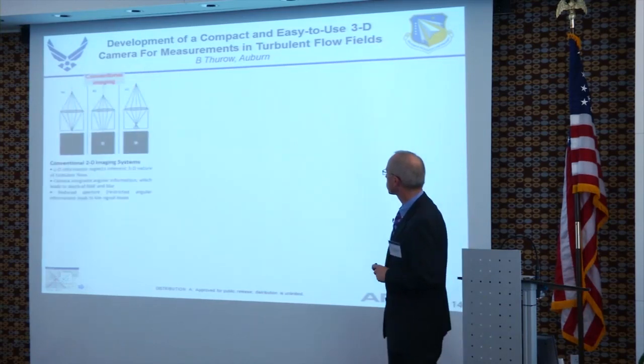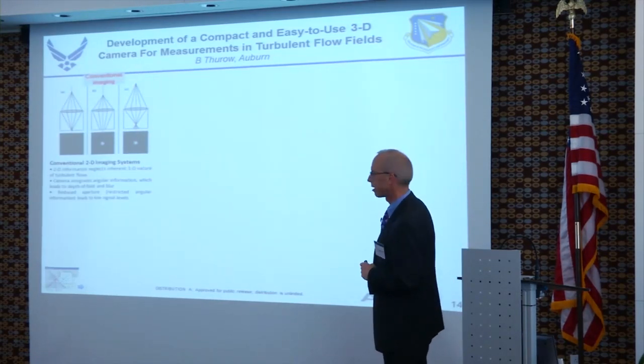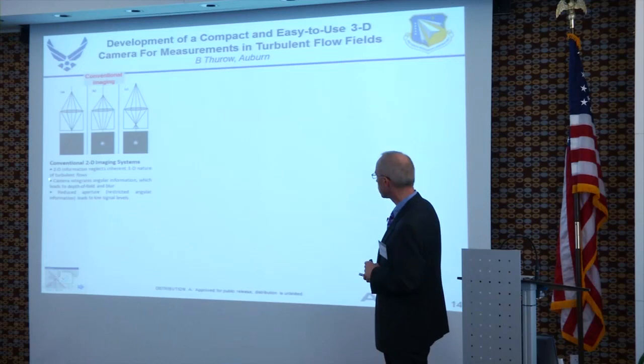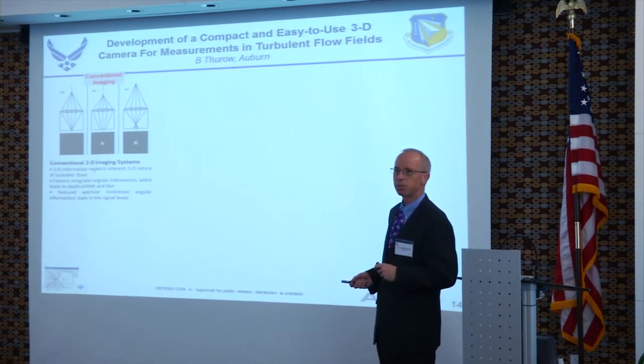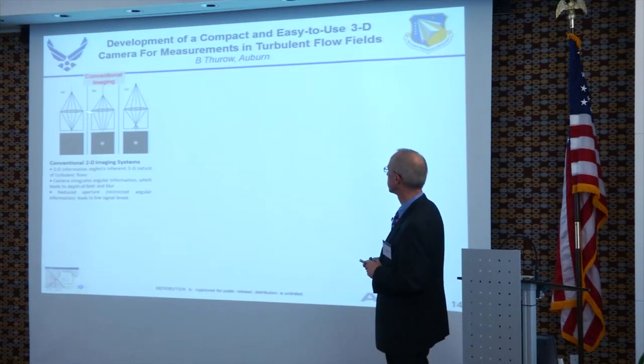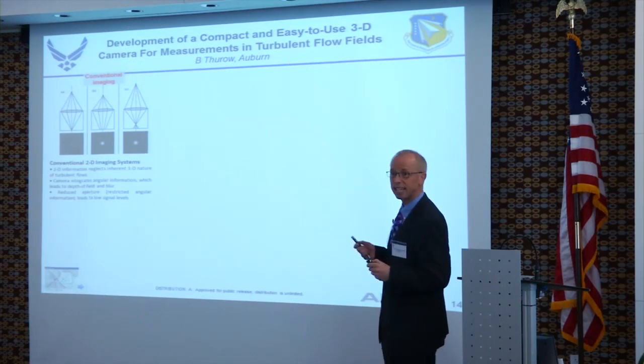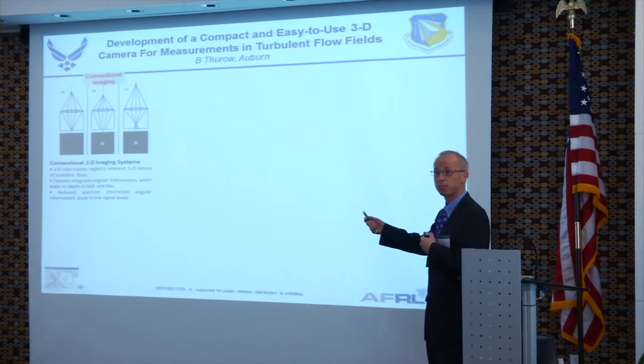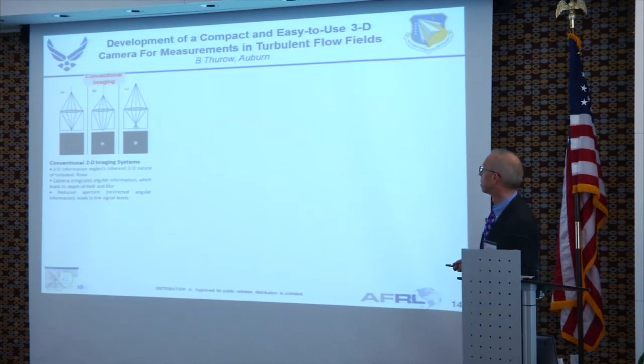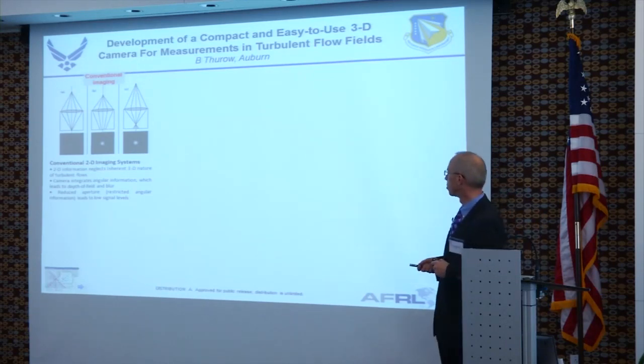So to get into it here, in conventional imaging systems, you tend to lose information. You lose angular information about what's happening in the flow field. So here you see your lens, and if you're at the focal point, you get a nice dot. But if you move away from the focal point, you get a blurred image, and it's ambiguous. You can't tell whether the dot is in front of or behind the focal point.